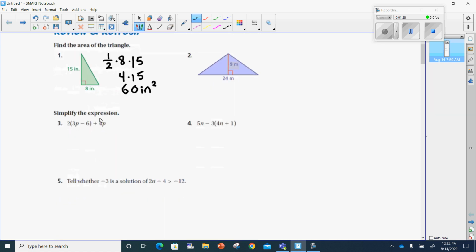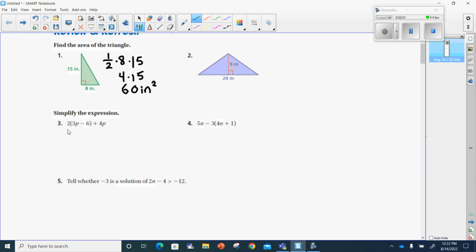Simplify this expression. We're going to use our PEMDAS here. First thing we have to do is look into the parentheses to see if there's anything we can do. I cannot combine unlike terms. 3p and -6 are unlike terms because this -6 doesn't have a p afterwards. For them to be like terms, my variable has to be the same on both of these to the same power. So now I'm going to go on to multiplication, and that's where this parentheses comes in handy.